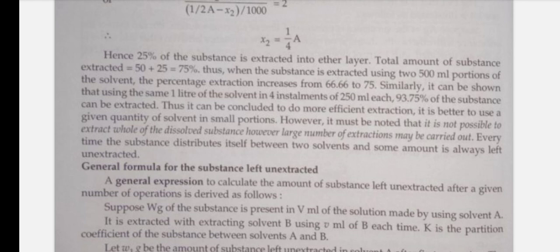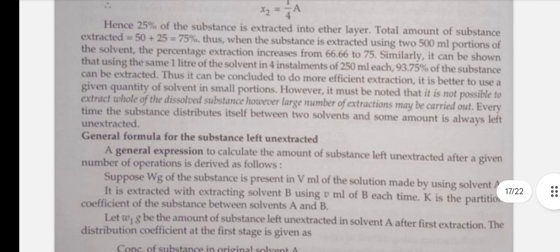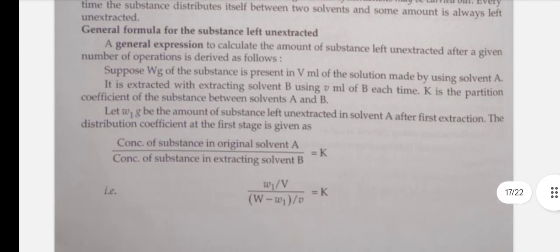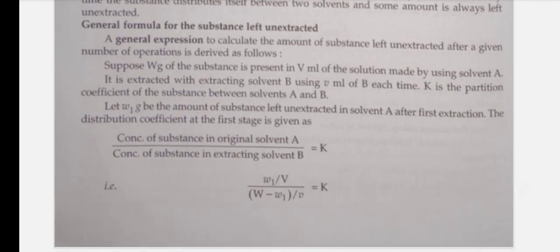However, it must be noted that it is not possible to extract the whole of the dissolved substance. Even if a large number of extractions are carried out, every time the substance distributes itself between the two solvents and some amount is always left unextracted. General formula for the substance left unextracted.